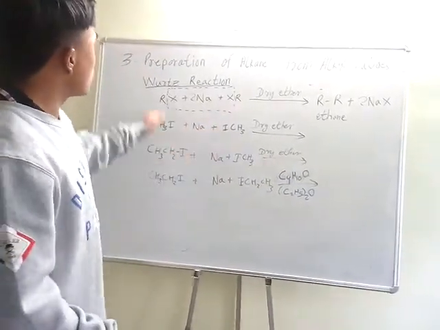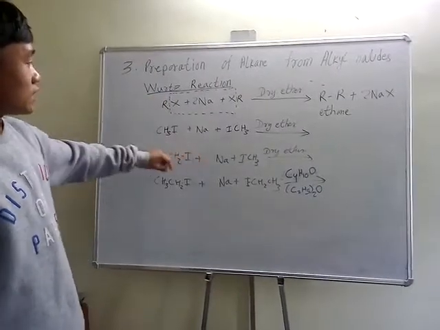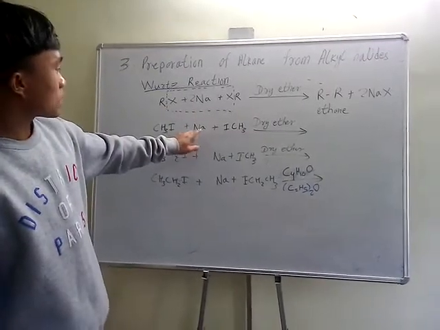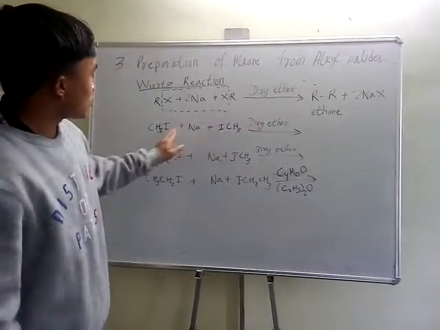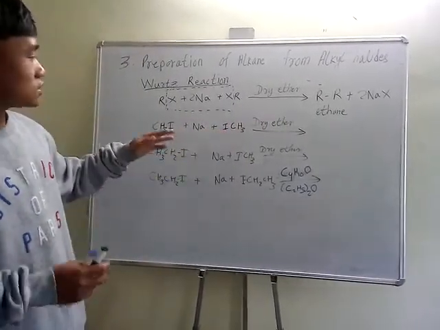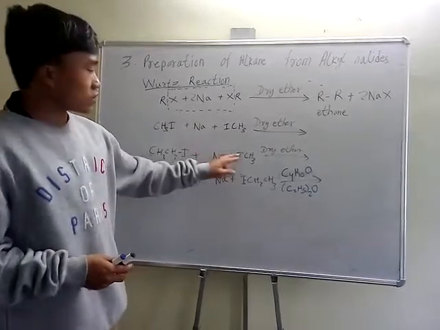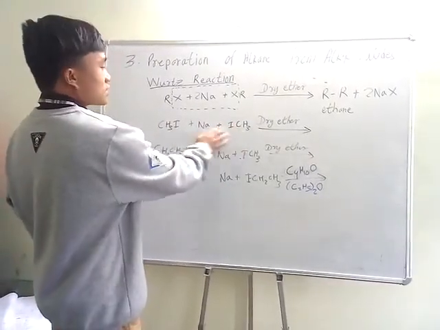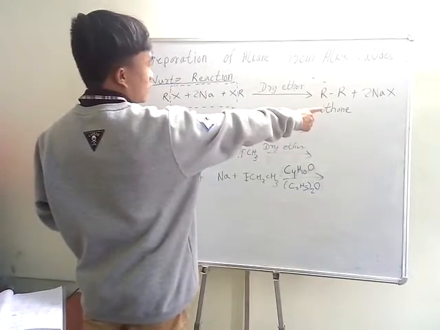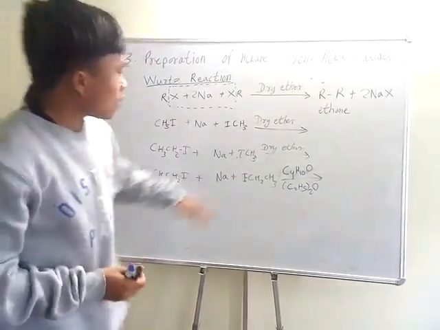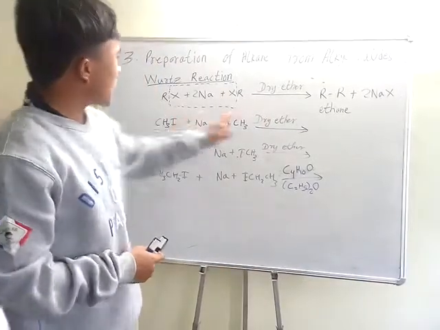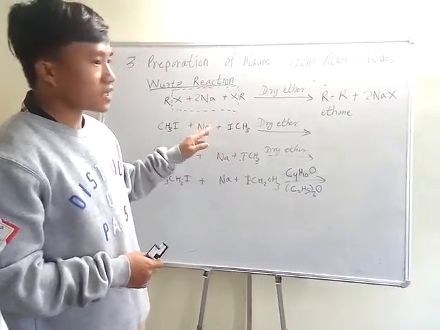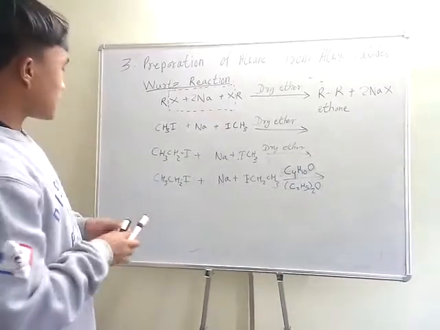So what do we mean by Wood's reaction? This is a Wood's reaction, okay? So here is sodium, and here is halogen. Sometimes instead of iodine, we can have bromine also, okay? If this reaction takes place, we get alkane. So where is dry ether? If we see dry ether, sodium and halogens here, it means this is Wood's reaction.